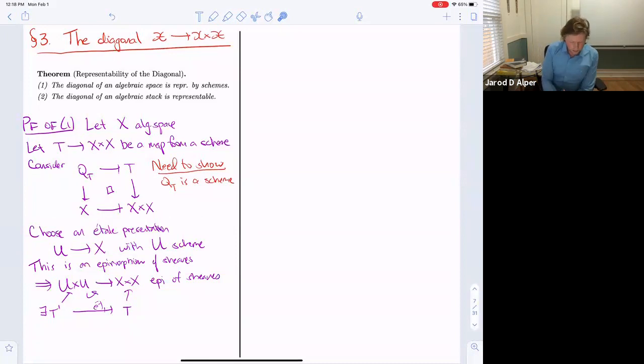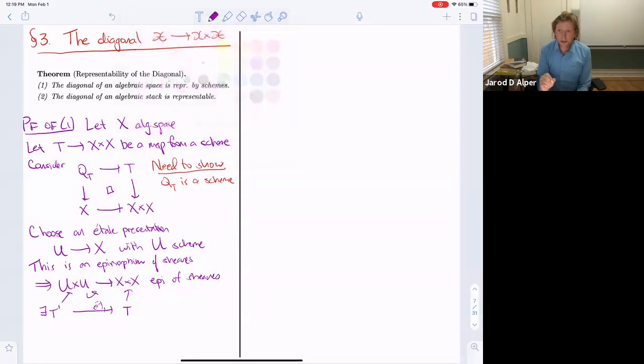because it's étale and surjective, we know that this map is an epimorphism of sheaves, meaning that we're viewing them as sheaves in the big étale topology, and that's a surjection in that category. What that tells you is that you can lift maps étale locally. So I have T to X cross X, and that tells me that there exists T prime, a cover of T, and a lift of this map.